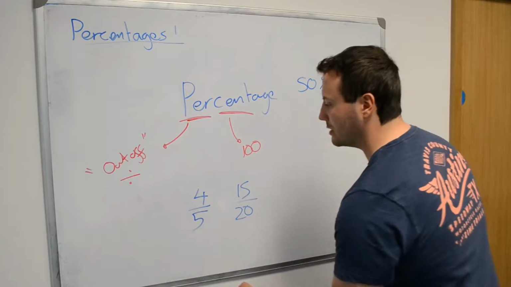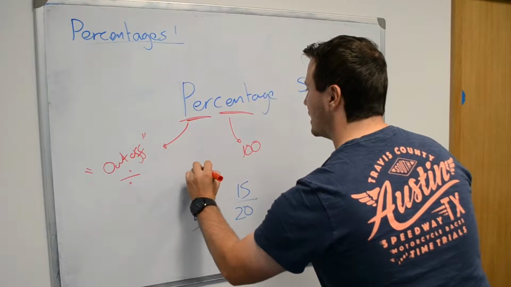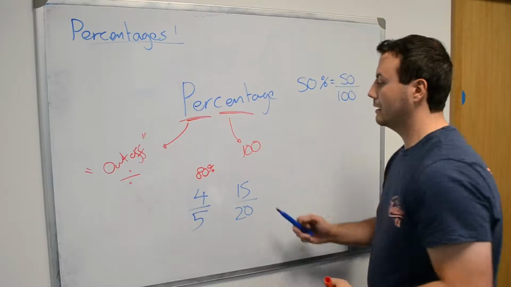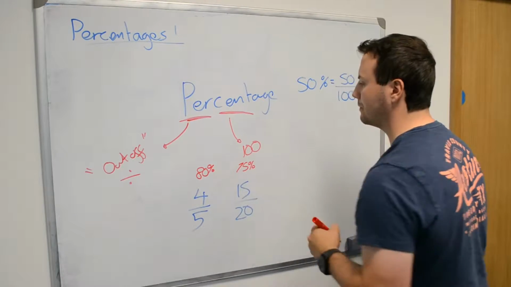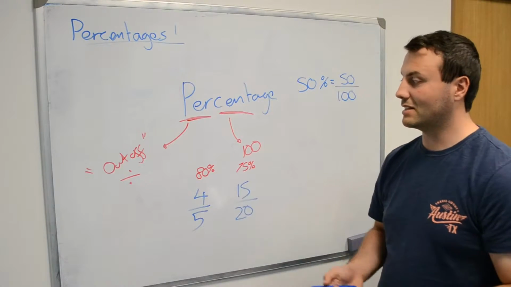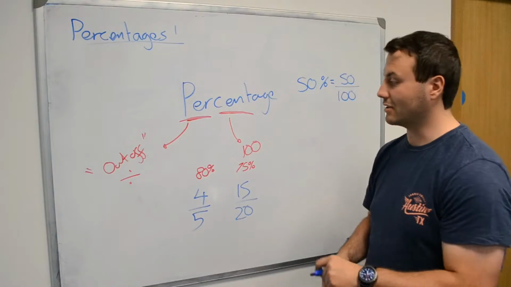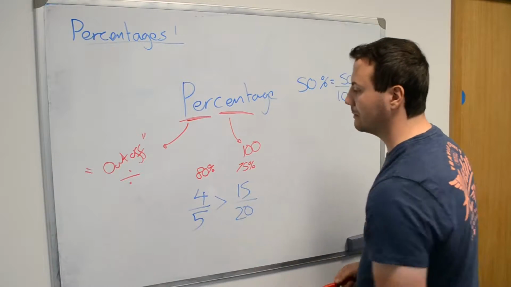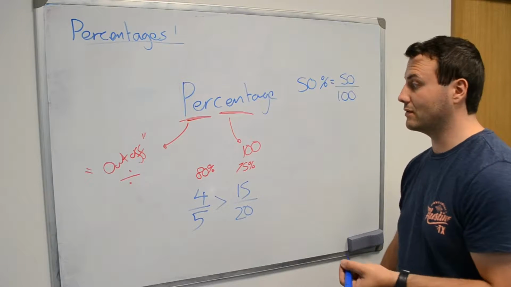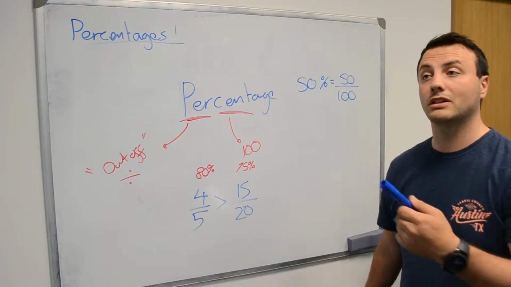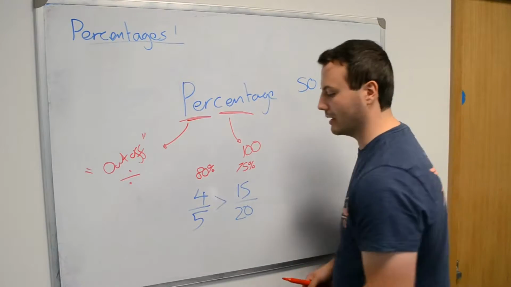But by knowing our percentages, 4/5 is 80%, and 15/20 is 75%. So therefore, you can now very quickly see, because these are now out of a standard base, which is 100, 80% is greater than 75. And there's our answer to that one. So you can see that this is a really useful tool, and so being able to convert between a fraction and a percentage quickly is very key to this. So let's look into how we do that.